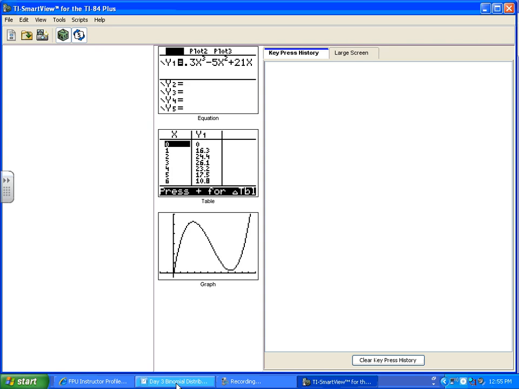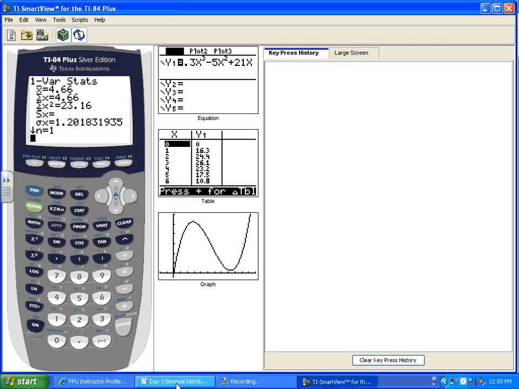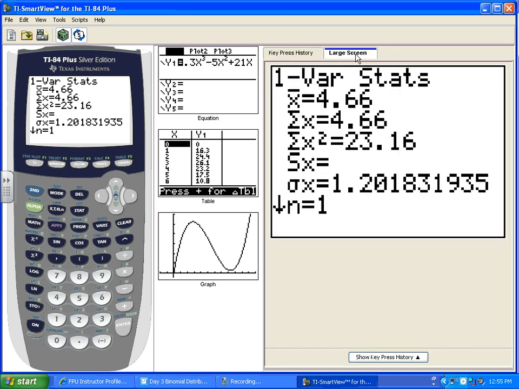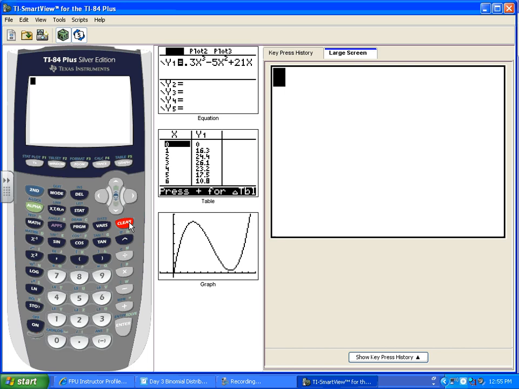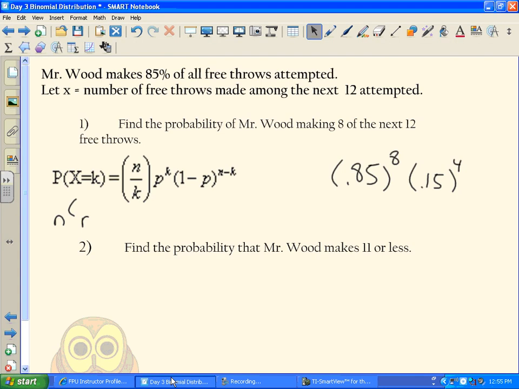NCR. Here's what NCR does for you. It counts the number of unique tracings you're looking for. C stands for counting. Once again, it counts the number of unique tracings. In this problem, I have 12 free throws. I would like to count how many unique tracings there are of me making 8 free throws.